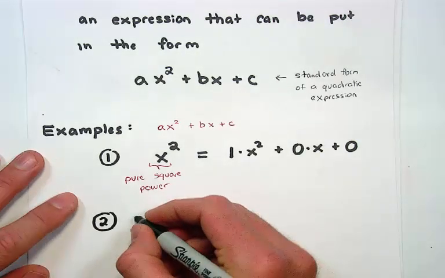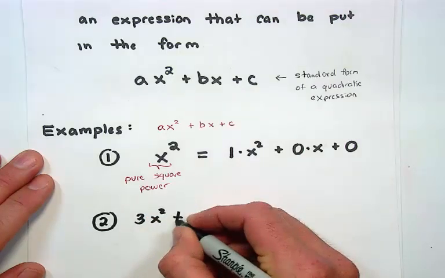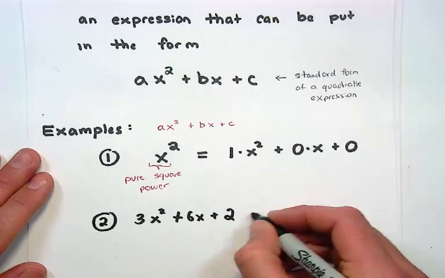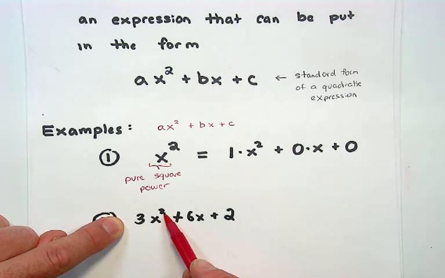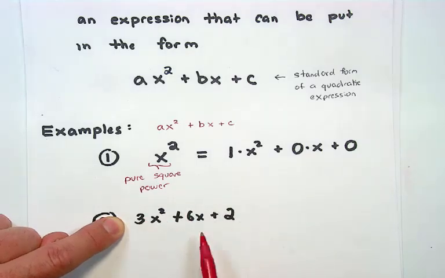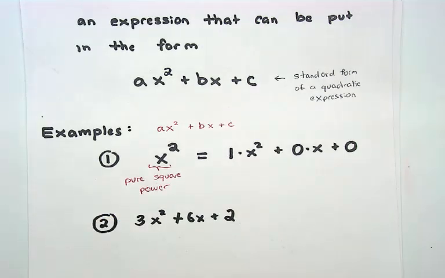Perhaps we have something like 3x squared plus 6x plus 2. Here we call this a quadratic expression because it involves the square. We say that it's an expression because if we look at the entire statement with all these crazy symbols right there, there's no equal sign. When there's no equal sign, we call that an expression.